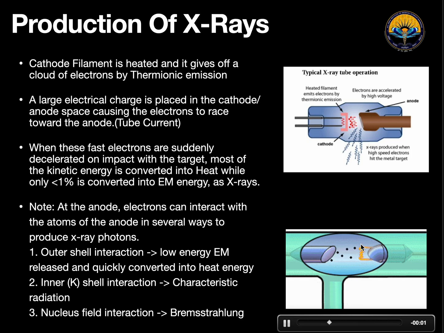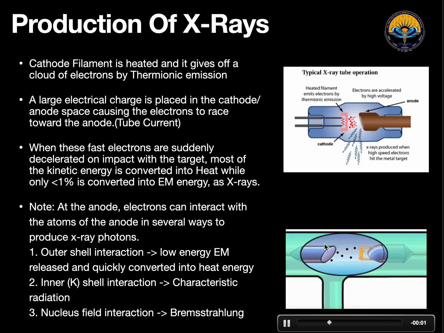It's heated and it releases a cloud of electrons by a process known as thermionic emission. Then due to tube potential, these electrons are accelerated towards the anode. They hit the anode, and 99% of the kinetic energy is converted to heat, and less than 1% is converted into the X-rays, and they come out through the beryllium window.